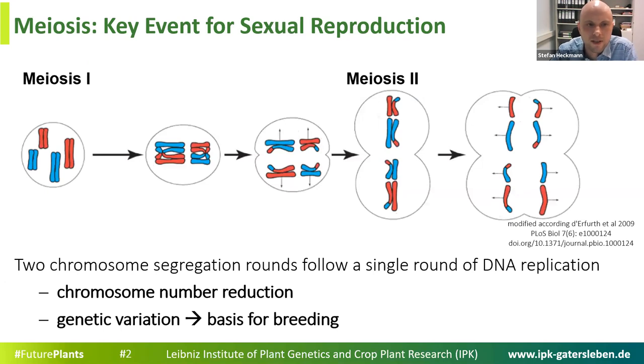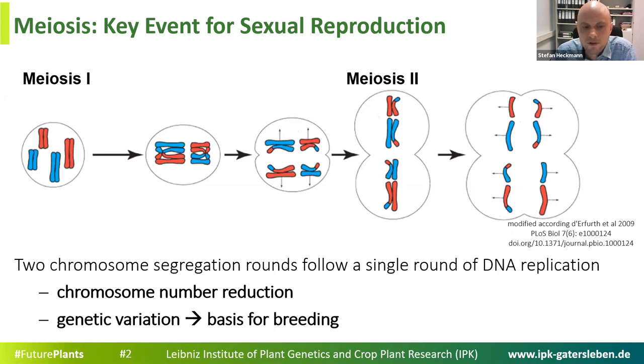So first of all, a quick introduction. Why is meiosis interesting? Well, meiosis is a key event for sexual reproduction. Meiosis is a specialized cell division that is basically one round of DNA replication followed by two chromosome segregation rounds. The significance of this meiotic cell division is twofold. First of all, it reduces the chromosome number by half, which allows, after fertilization of male and female gametes, to keep somatic diploidy.